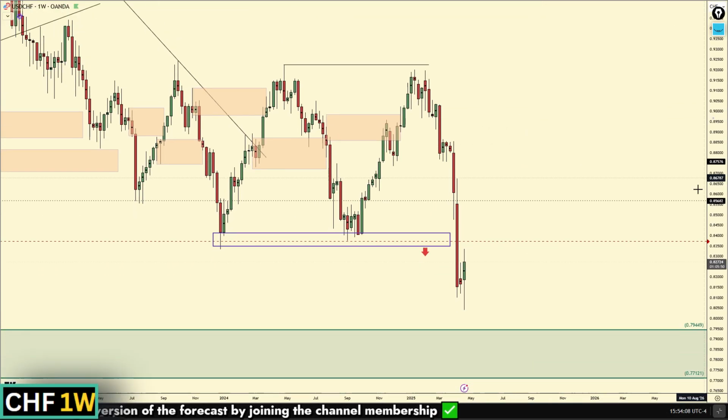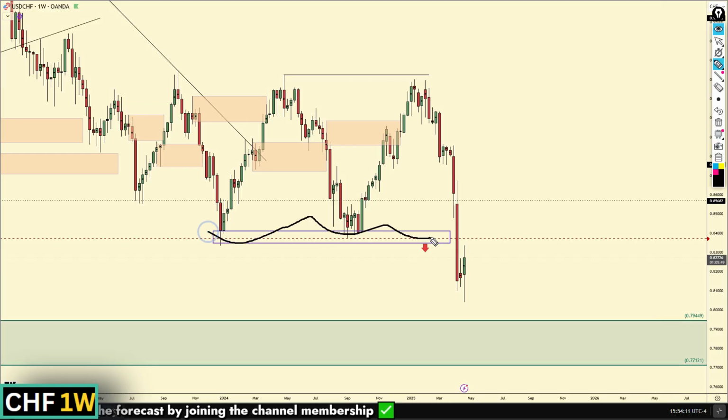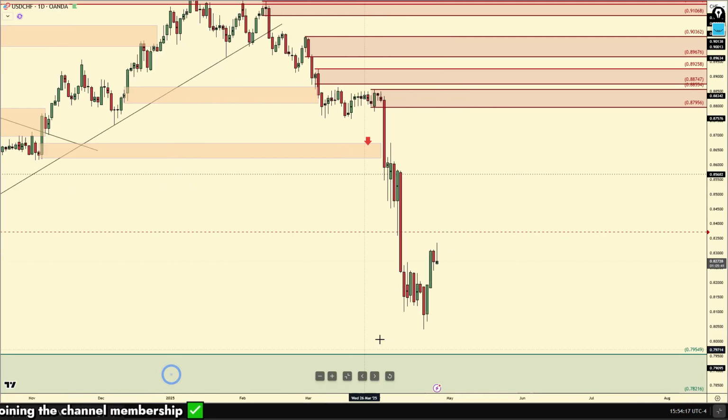Alrighty, on to the forecast for the USD Swiss. You can see we had this liquidity down here. It was targeted. Now we are rallying back up. Now, on the daily time frame, we have clear momentum to the downside as well.